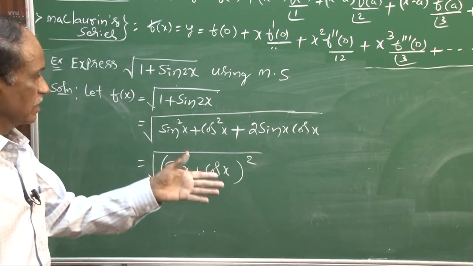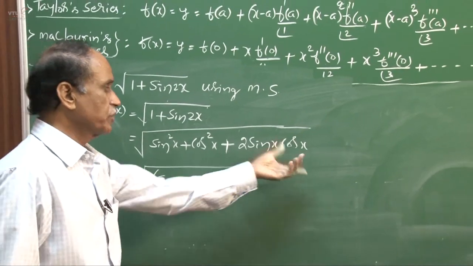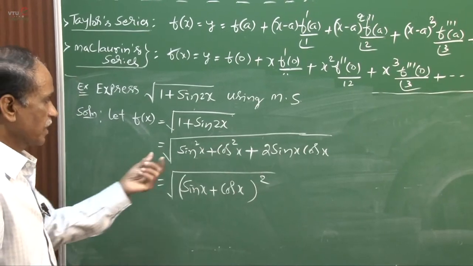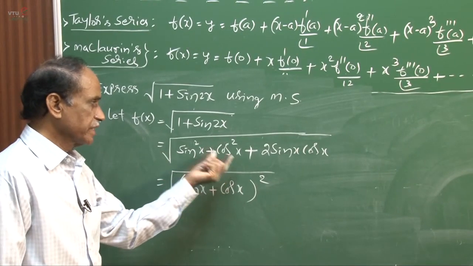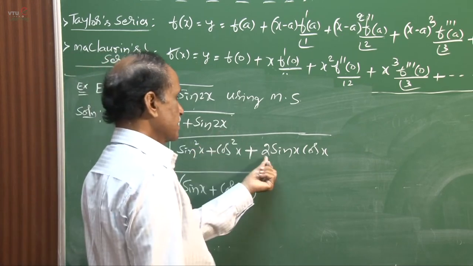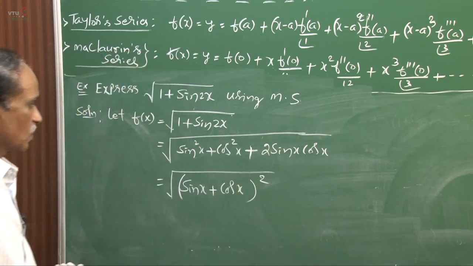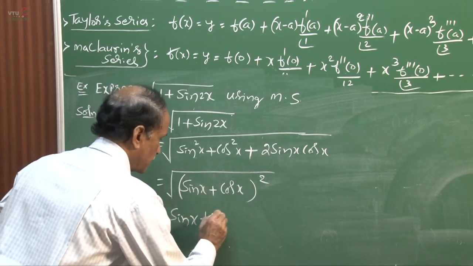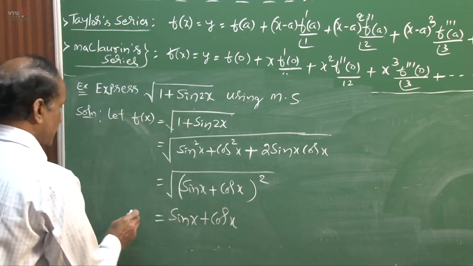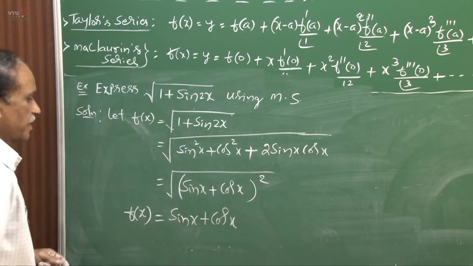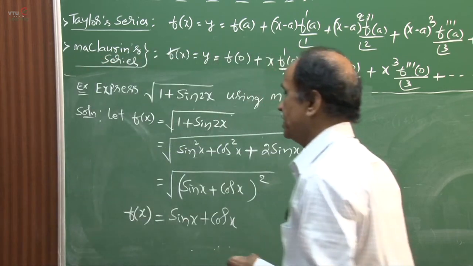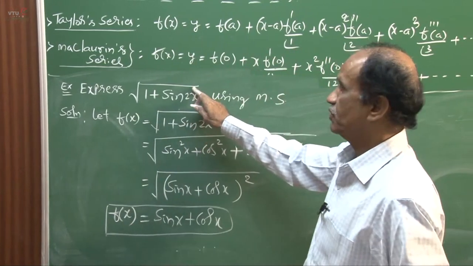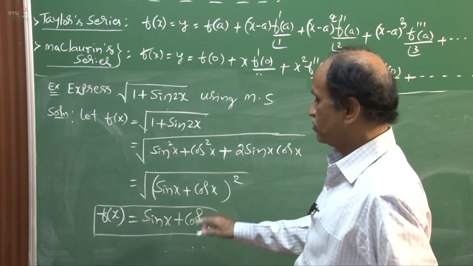Hope you will agree with me, because this is a square plus b square plus 2ab, exactly of that form. Using the trigonometric formula, I will be able to write sin square x plus cos square x equal to 1, and sin 2x I will express in terms of 2 times sin x into cos x. Then it is whole square. What it becomes? That is sin x plus cos x, and here it is f of x. F of x equal to sin x plus cos x. Now, from the given problem with the square root sign, we are able to get it without the square root sign in this form.